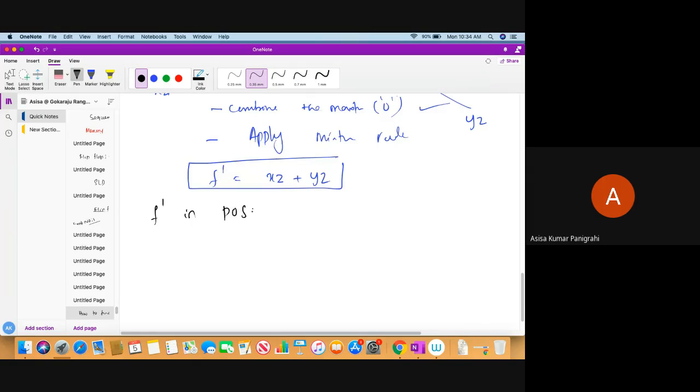If the given function is POS, what to do? So this is my case 2. Case 2 is I have to find out f bar in POS. Let's say like here, what is step 1? Step 1 is combine min terms.